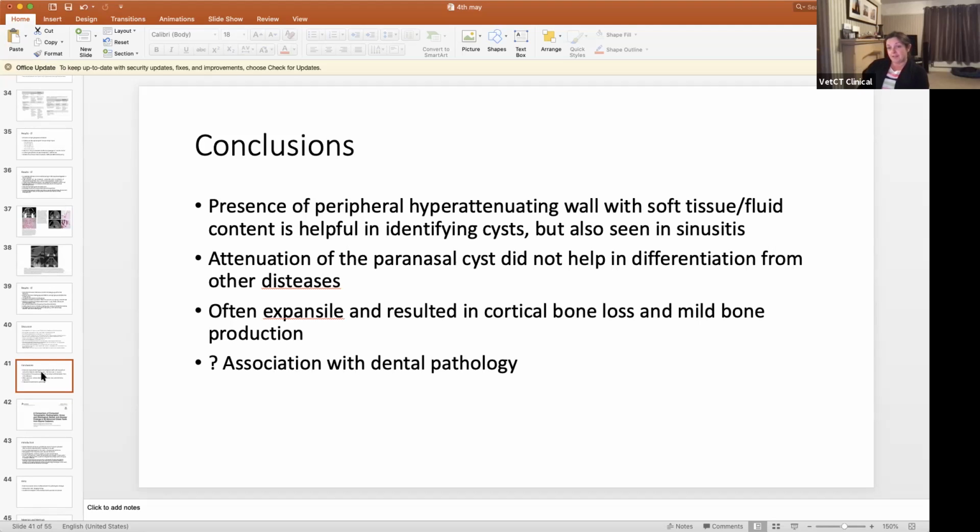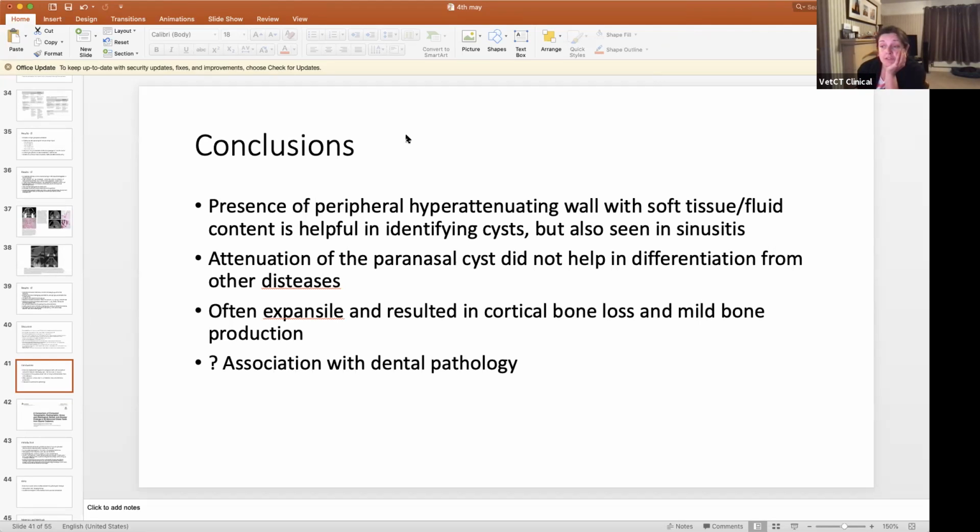So I think they were hoping to find something really definitive, like the swirling that you see with the ethmoid hematomas, and they were a bit like, nah, there's nothing really particularly definitive that helps us differentiate it from anything else, which is disappointing. But I think it maybe makes me think a little bit more carefully about these sometimes when there's cortical bone loss, which is making me think it might be something more aggressive, and actually sometimes they are just cysts. I don't know.